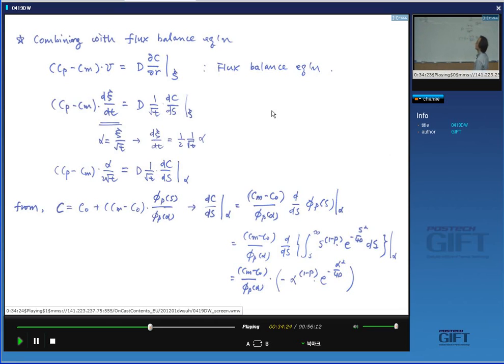And this is alpha over 2 root t, that's correct, because psi is alpha root t. So when you take the first derivative with respect to time, then you can obtain this one.